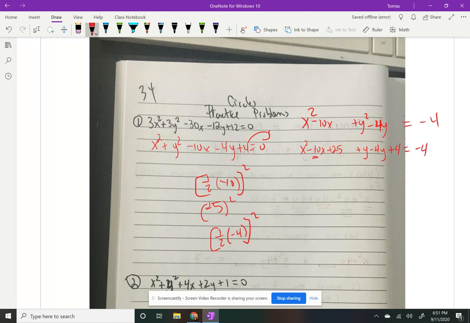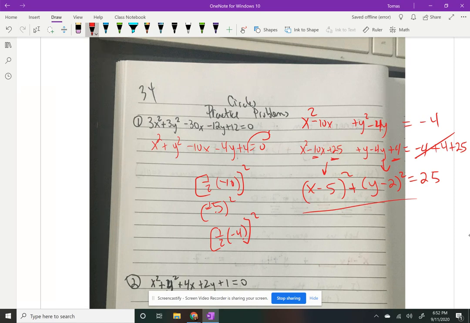But here's the kicker. Because I added a 4 here, and because I added a 25 here, I have to add them on this side. So on this side, these cancel, and I'm left with 25. And because I know that this is now going to be y minus 2 squared, and this is going to be x minus 5 squared, because I know those numbers. Oh, forgot the plus sign. And that's my general equation.